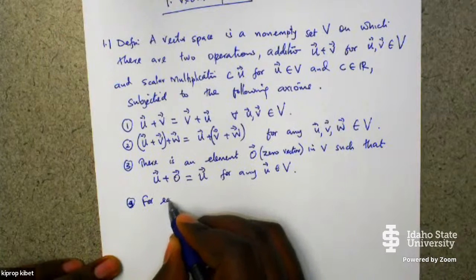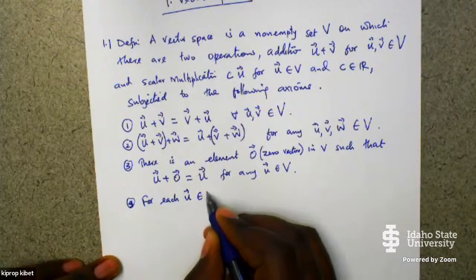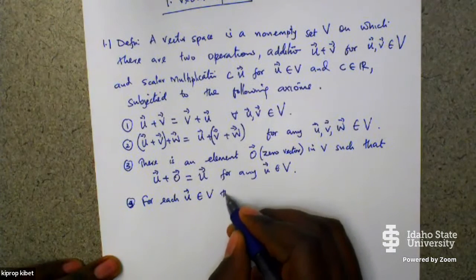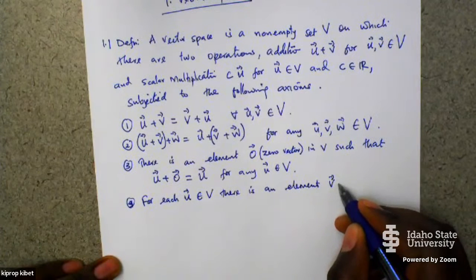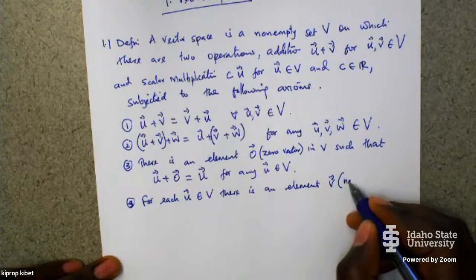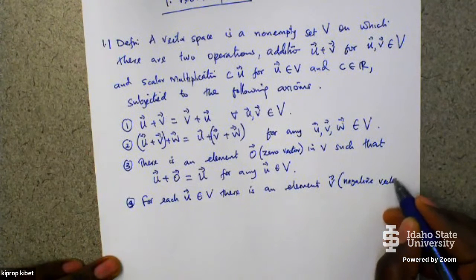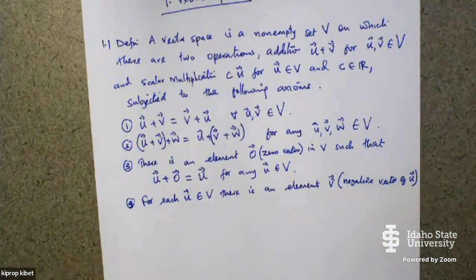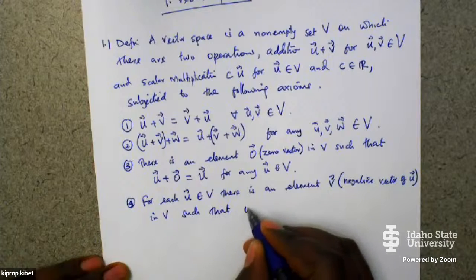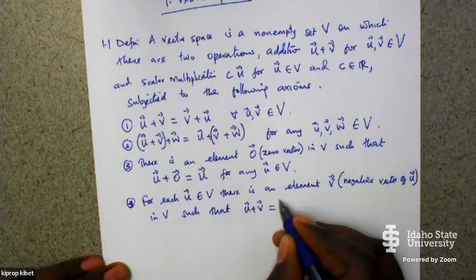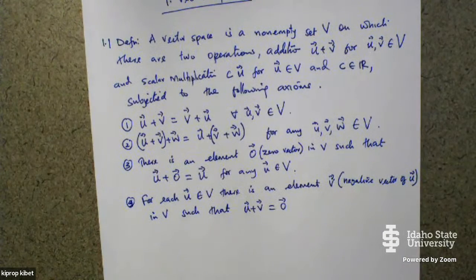for each u which is in V, there is an element v, which is the negative vector of u in V, such that u plus v equals the zero vector. So if v is the negative vector of u, then if you add the two vectors, it gives us the zero vector.